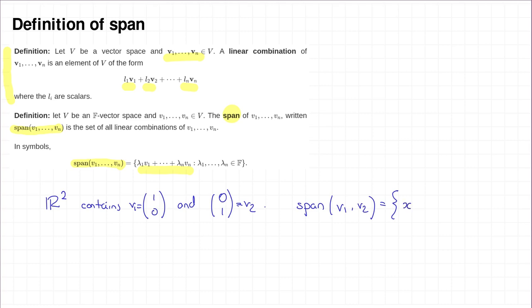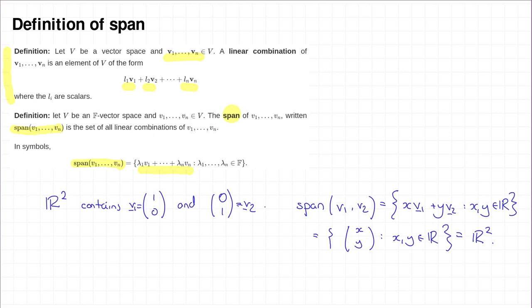So this will be all the things of the form x times v1 plus y times v2, where x and y are real numbers. All right, well, we can simplify that a little bit. We know what v1 and v2 look like, so actually x times v1 plus y times v2 is just the vector x, y, where x and y are in R. Okay, that's the whole of R squared. So in this particular case, the span of our two vectors v1 and v2 was equal to the whole of R squared.